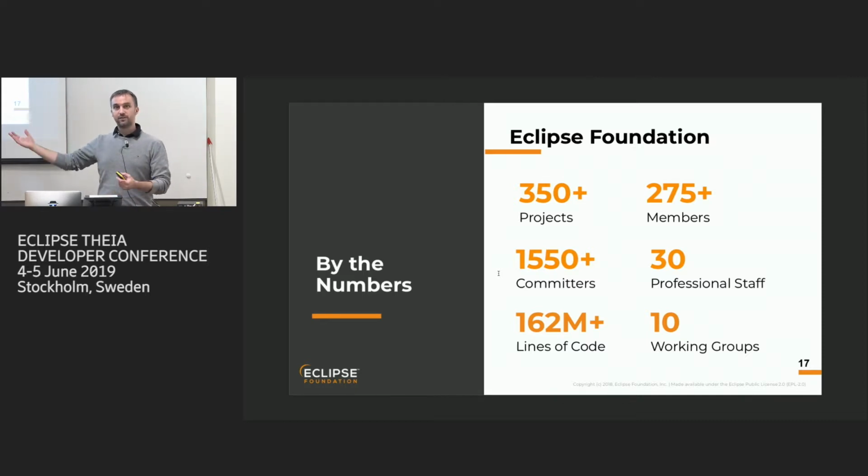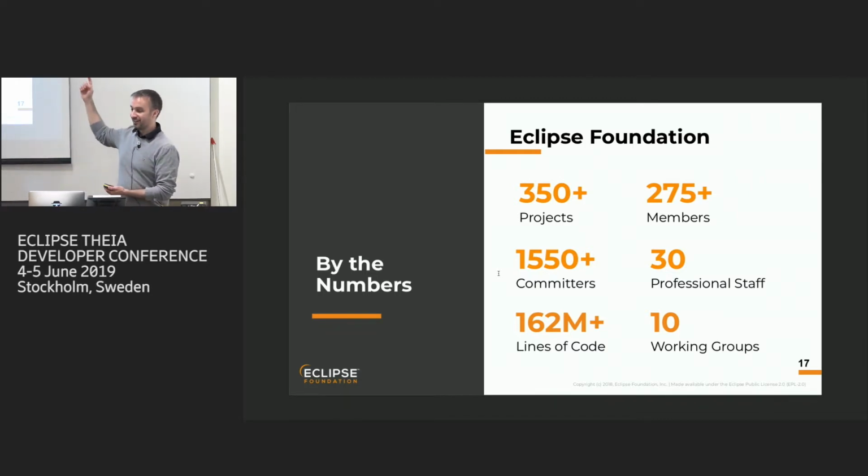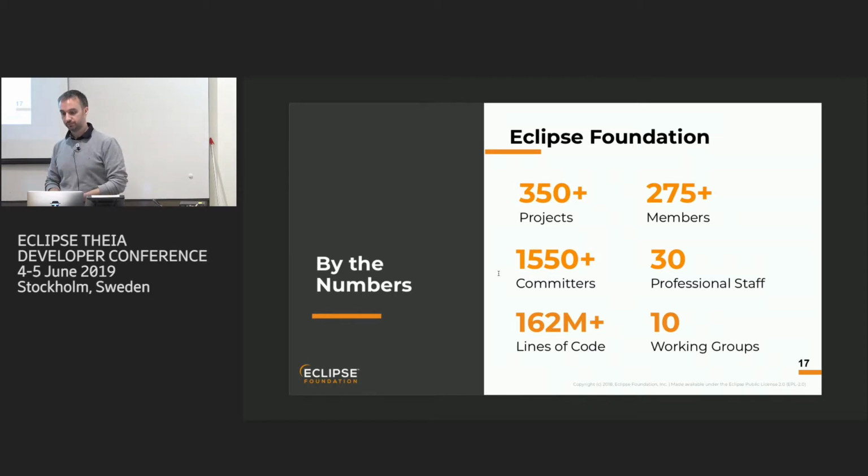Of course, to provide those services, the processes, the IP, the infrastructure, and so on, we need professional staff, marketing, and I always forget about marketing. And we have 30 people. Two thirds of this staff is working from Ottawa in Canada, the headquarters, and one third is remote. For instance, I work from France, as you can hear, I'm sure. And all in all, we have a lot of lines of code from all those projects, and we have 10 working groups. I will talk a bit more about working groups later. Working groups are a way for a tech domain or some industry to focus and to redefine the governance, or to be more precise about what is the scope of a set of projects.